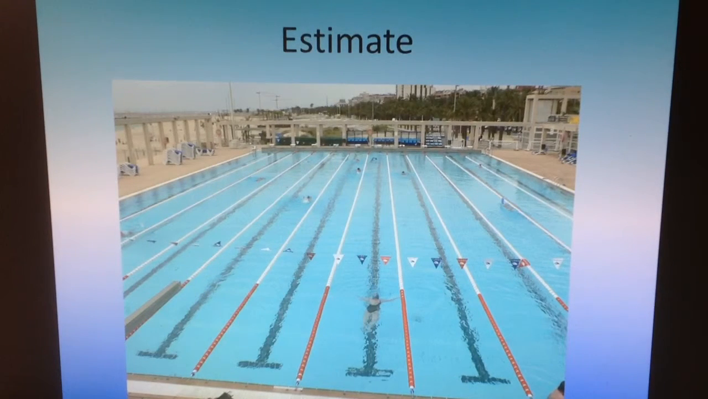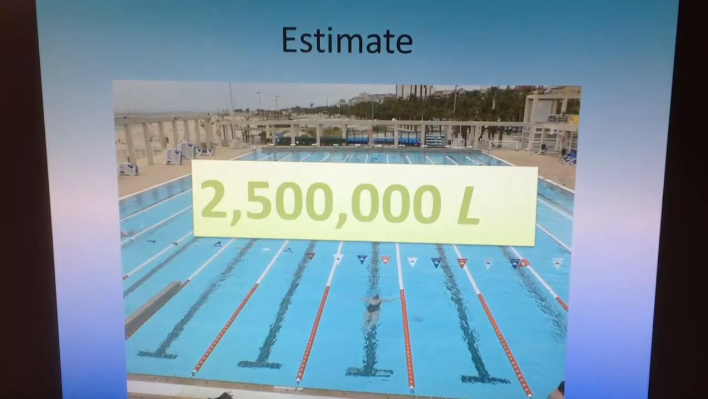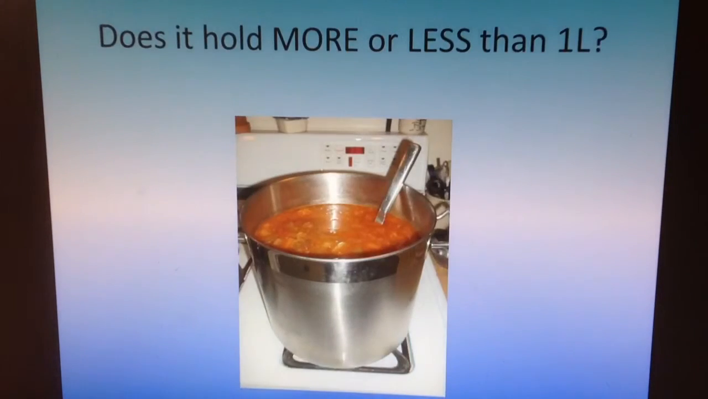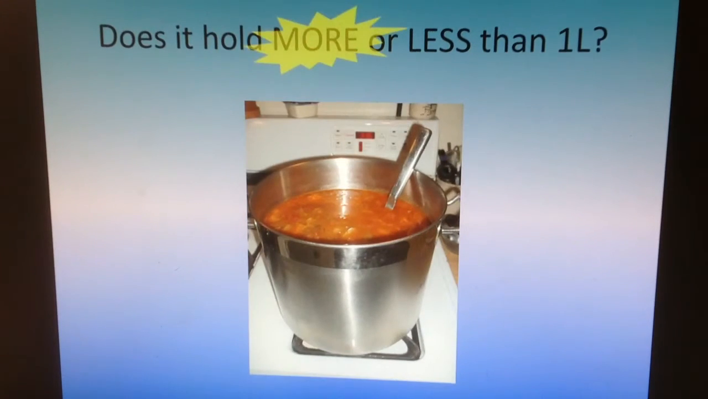An Olympic-sized swimming pool, how many liters of water? 2,500,000 liters in that pool. Wow. Does this big huge pot hold more or less than 1 liter? It holds more.